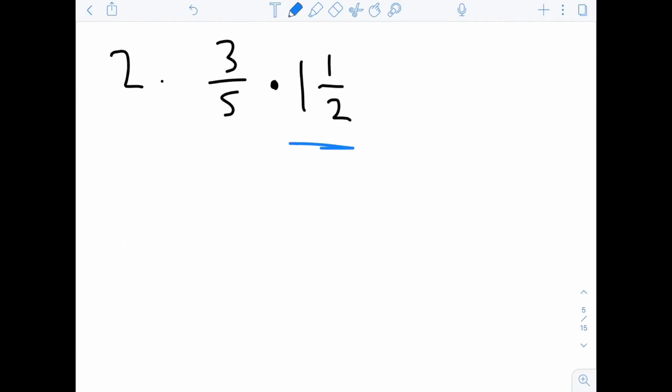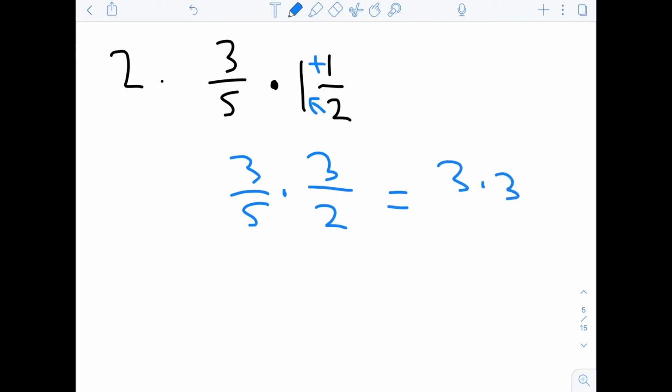So with 1 and 1/2, we have to put that into an improper fraction to do this operation. So 2 times 1 is 2, and when you add 1, that's 3, so that's 3 over 2 times 3 over 5. So that equals 3 times 3 divided by 5 times 2, which equals 9 over 10.